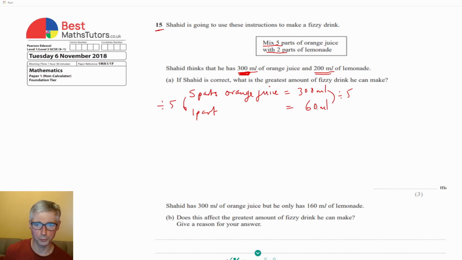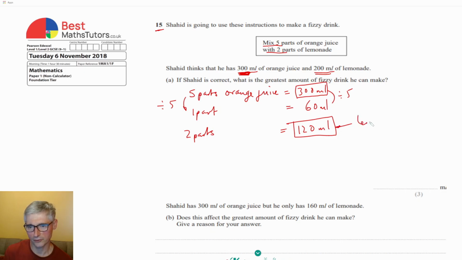Now if that's true, then we're going to work out what 2 parts would be. That would be the lemonade. So 2 parts is going to be 2 times 60, which equals 120 millilitres. So we can see that if he used 300 millilitres of orange juice, he would have only used 120 millilitres of lemonade, and he would still have some lemonade left over.